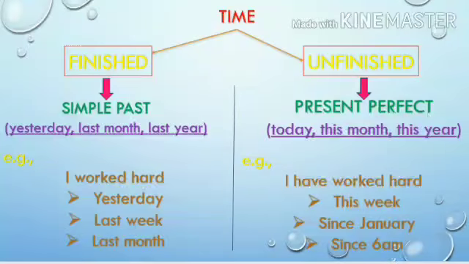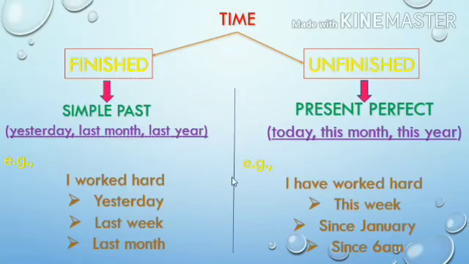So we basically talk about time, right? So let's divide it in this way: finished and unfinished. Time which is finished and over, and time which is unfinished. So what do I mean by that? Time which is finished is easier to understand. So think like yesterday, last month, last year, and so on, right? It's over. It's clearly finished.